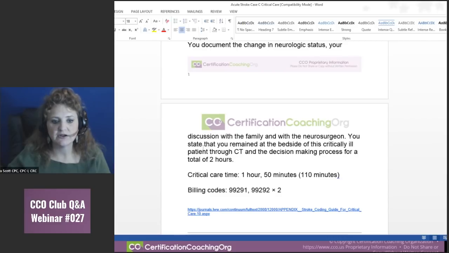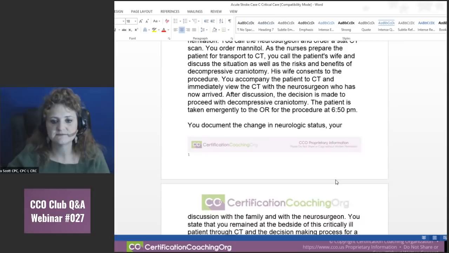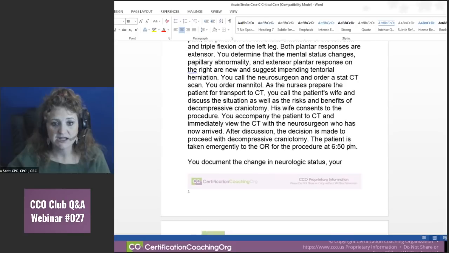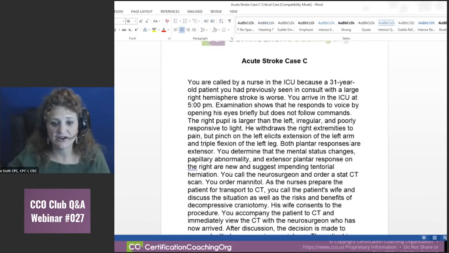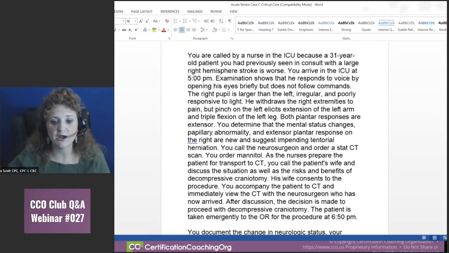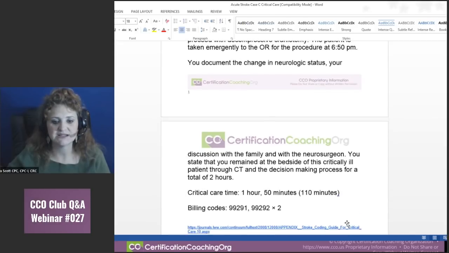So, looky here. The patient through the CT and the decision-making process for a total of 2 hours. That's 120 minutes. How come we lost 10 minutes, right? Let's go see. 6:50. So the patient is taken emergently to the OR for the procedure at 6:50, and you don't follow the patient into the OR, right? So technically you weren't in there for 2 hours. You were in there for 1 hour and 50 minutes, right? Not 2 hours, because that's all documented.